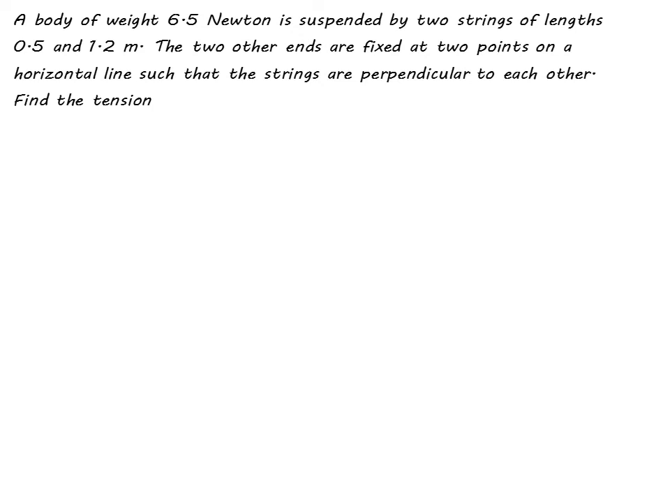A body of weight 6.5 Newton is suspended by two strings of length 0.5 and 1.2 meters. We have a body of this weight, 6.5 vertically down, suspended by two strings. The length of the first equal 0.5 meter, and the length of the second equal 1.2. 0.5 meters means 50 centimeter, times 100, and 1.2 times 100, it will be 120 centimeter.